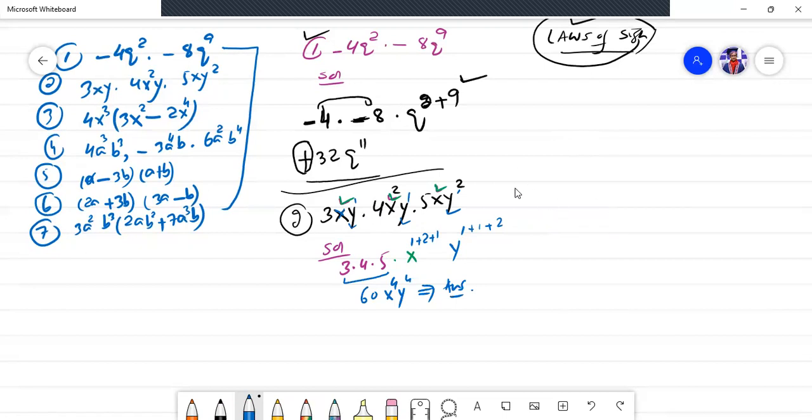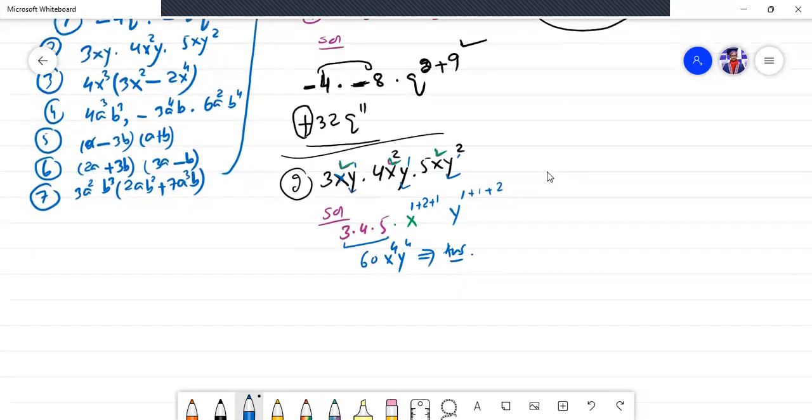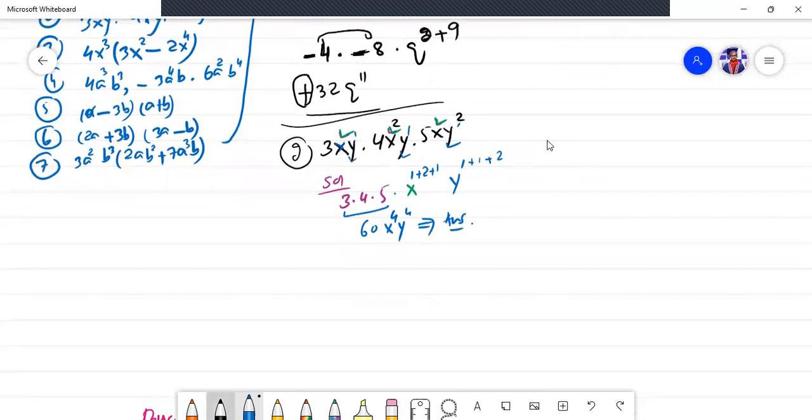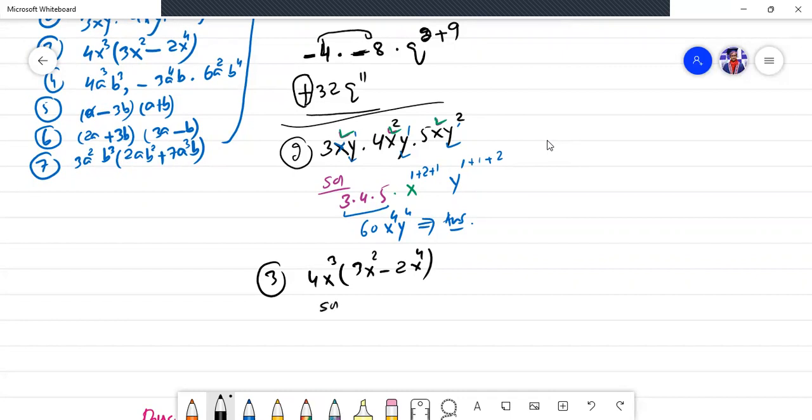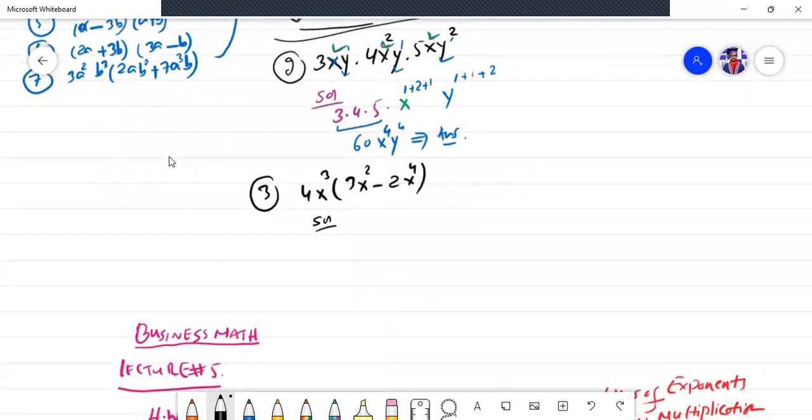So now let's come to problem number 3. Problem number 3: 4x cube times the bracket 3x square minus 2x raised to power 4. Okay, good. Solution. The solution is so easy. No need to worry.